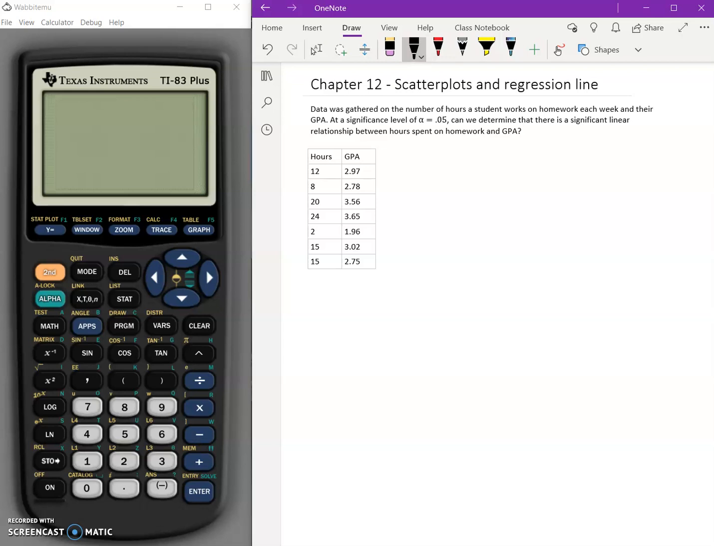Let's revisit the same scenario that we saw a few videos ago. We had the same data, but now we're asking the question, at a significance level of alpha equals 0.05, can we determine that there is a significant linear relationship between hours spent on homework and GPA?